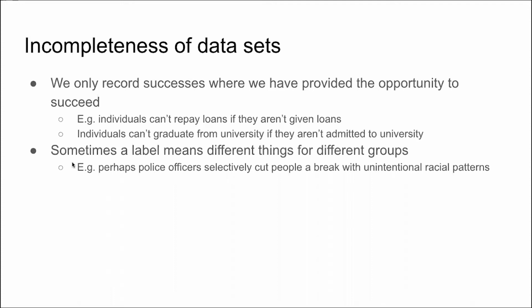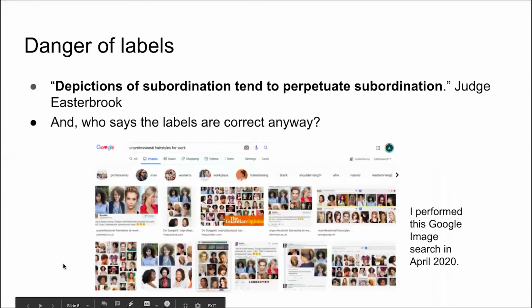I'm a police officer. I think I give everyone a fair shake, but perhaps I have some kind of implicit bias so that I'm more likely to be lenient with someone of my own race than of other people, in which case my labeling of people as either criminal or not will itself have some kind of systematic bias. Dangers of labels are even greater than that. So I just talked about how a label can mean different things. Labeling itself also is a problem. To quote Judge Easterbrook, a very famous US judge, depictions of subordination tend to perpetuate subordination, right? So even if labels are correct, and who says they're correct anyway, the labeling can have damaging effects.